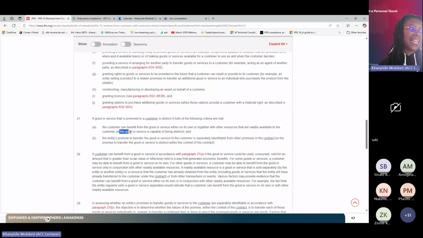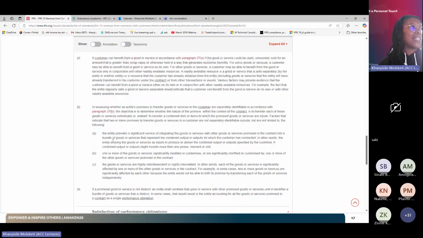So you see the principle I'm talking about is actually, can you guys see? I've changed my screen. I'm looking at the standard. Can you guys see it? Okay, perfect. So 27A speaks about the customer can benefit from the good or service on its own or with other readily available resources. So that's A. B is the promise to transfer is distinct in the context of the contract. And B is further explained here in 29ABC. So yes, entity perspective is 29ABC.